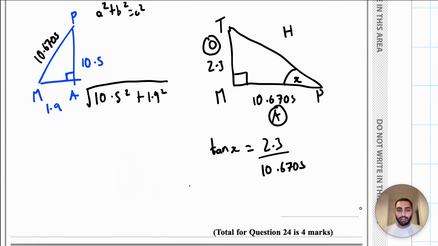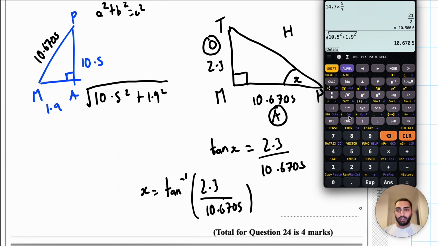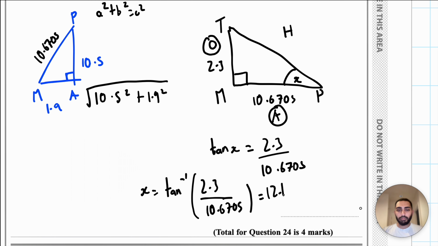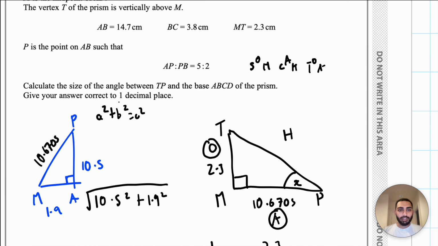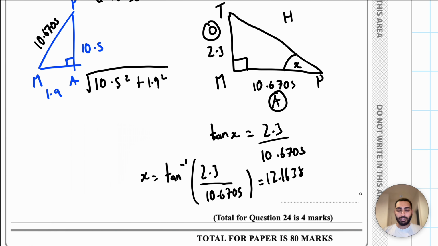To move this tan to the other side, I'm going to do x is equal to the inverse tan of 2.3 over 10.6705. That will give me that angle. So I'm doing inverse tan because I'm finding an angle. The fraction is 2.3 over my previous answer. That gives me 12.1638. I want my answer to one decimal place, so I'm going to put my line between the 1 and the 6, and that means I'm rounding up to 12.2. That's to one decimal place.